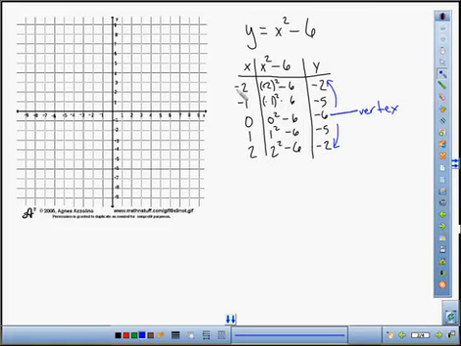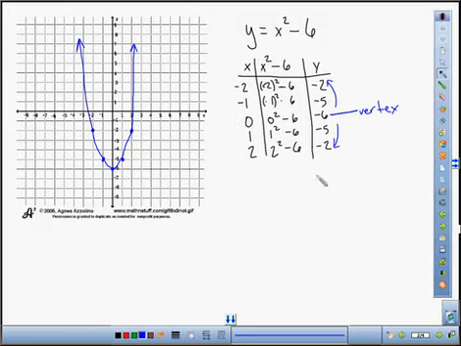Now once you have your table, you just plot all of the points. So negative 2, negative 2, it's going to be right here. Negative 1, negative 5, it's going to be right here. 0, negative 6, it's going to be right here. 1, negative 5, and 2, negative 2. So notice that all these little points, they come in pairs. They have a partner. And then when you have those, you just draw your curve.